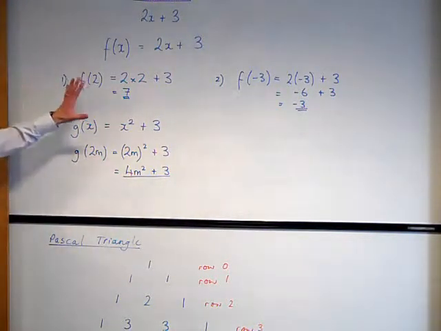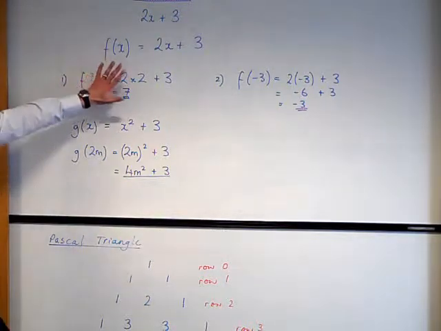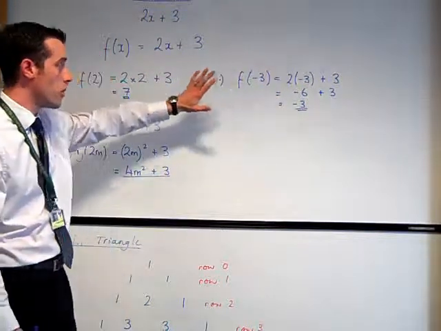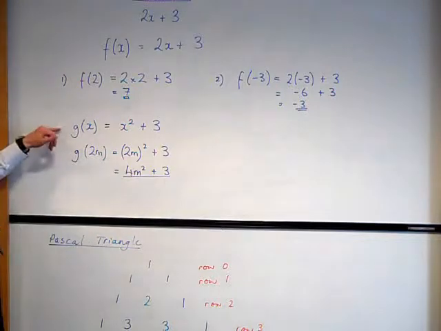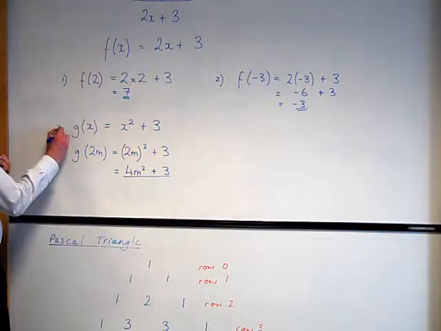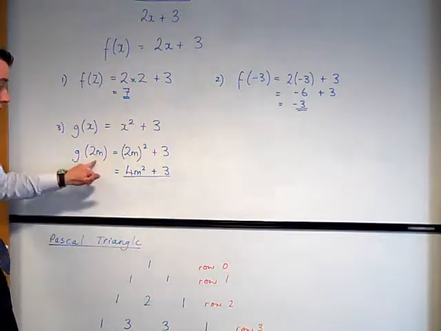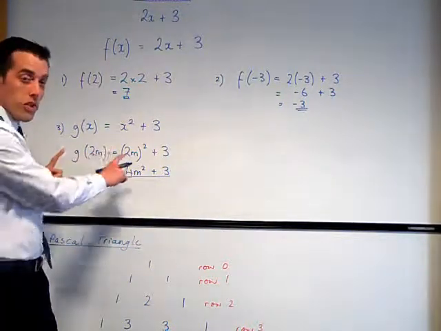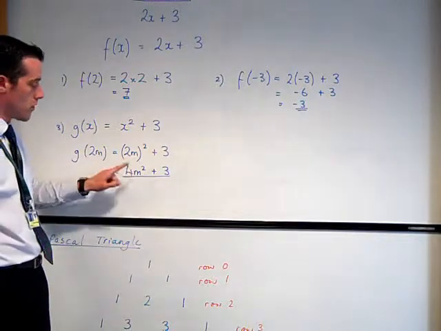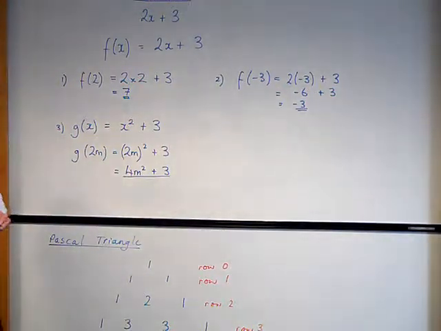So a little bit of functions. With numerical inputs, it's a simple number substituted in, and this time a bit of a harder function, for example x squared plus 3, and we've got an algebraic input this time, 2m, but all we're doing again is straightforwardly substituting in. 2m all squared is 4m squared plus 3.